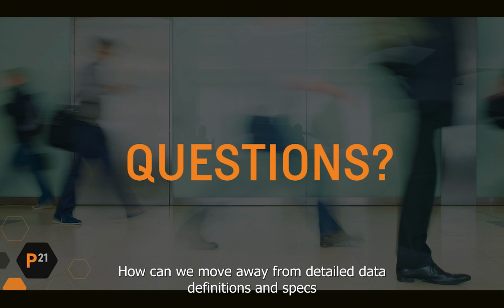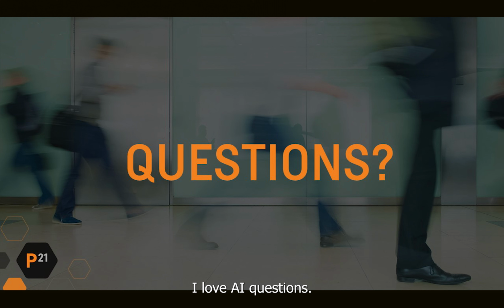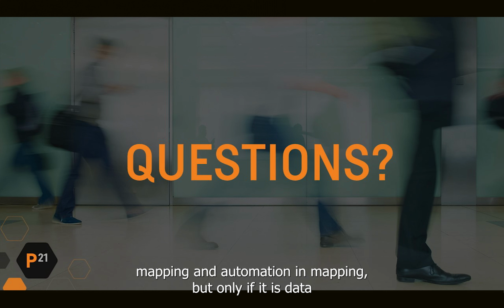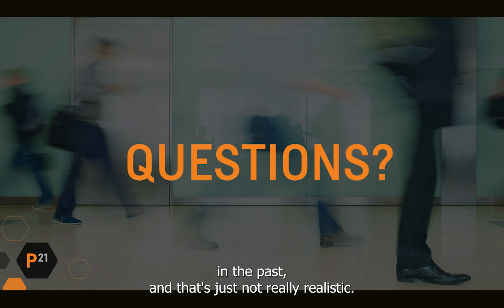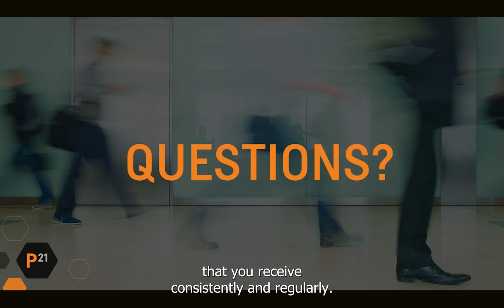Next question. How can we move away from detailed data definitions and specs and bring data in from the source and use AI to automate the mapping? I love AI questions. AI, specifically machine learning, can be used to drive mapping and automation, but only if it is data that you've received in similar structures and formats in the past. And that's just not really realistic. You're not really saving much time if you're just mapping data that you receive consistently and regularly.